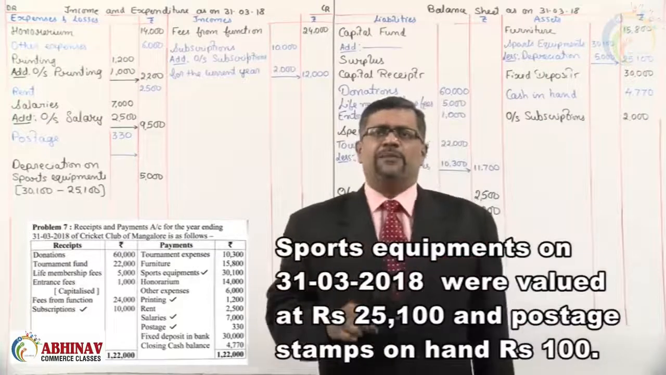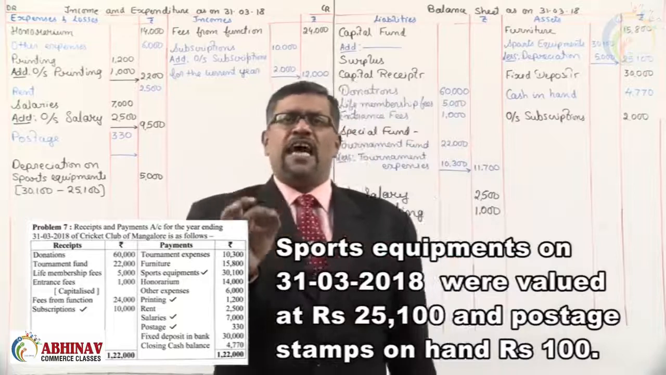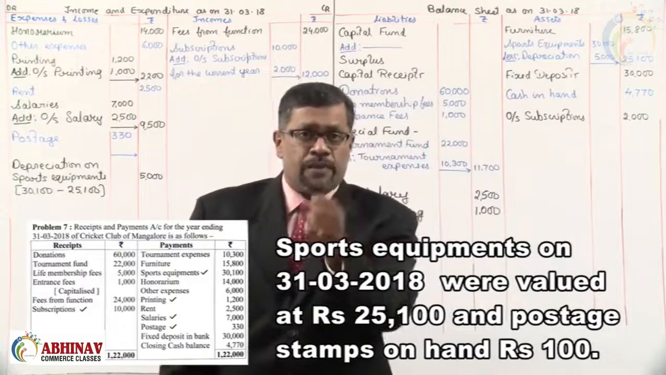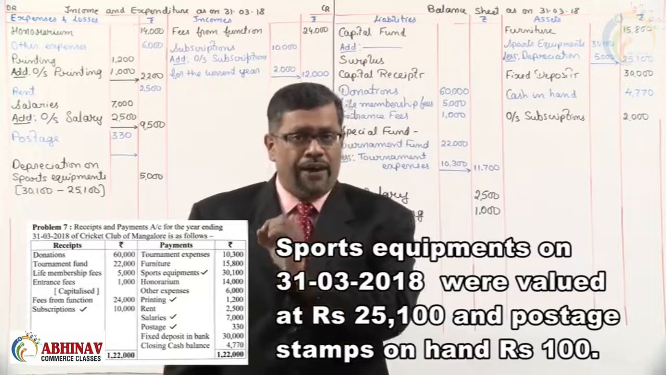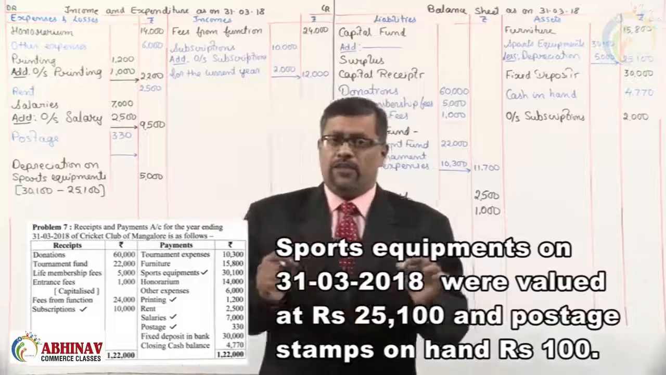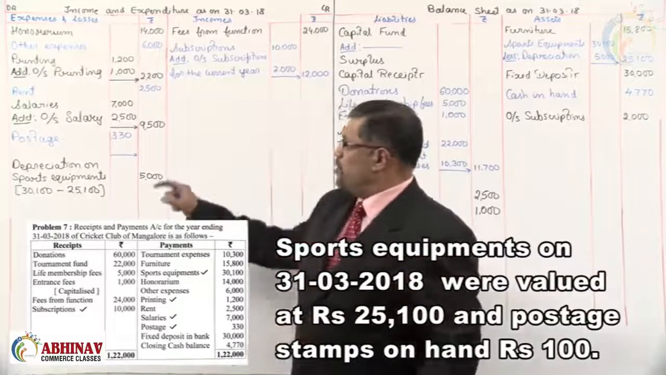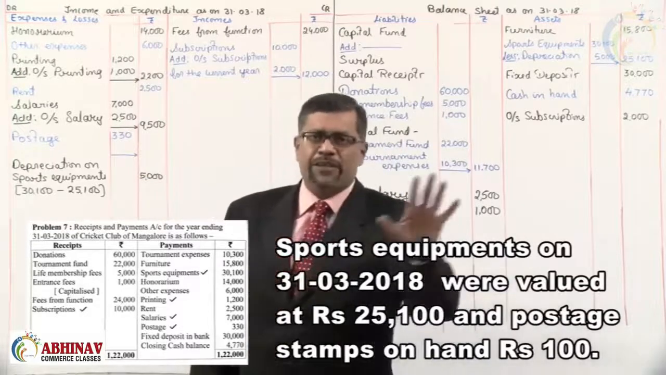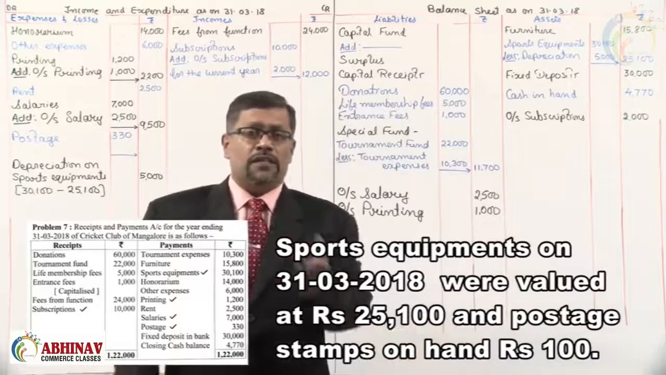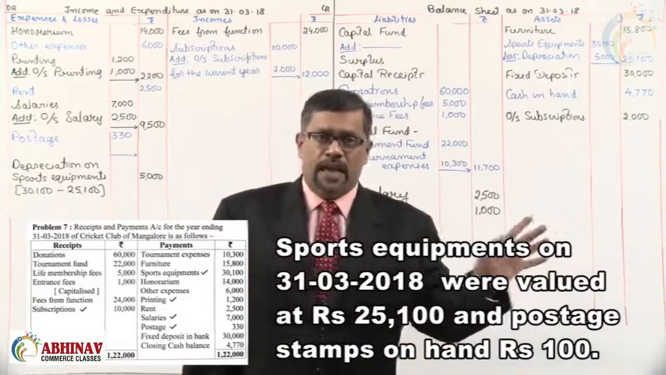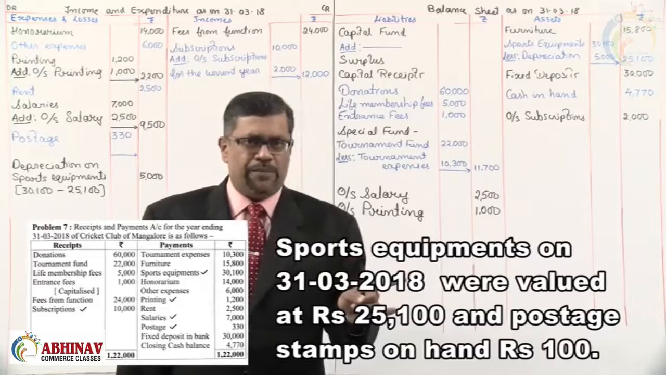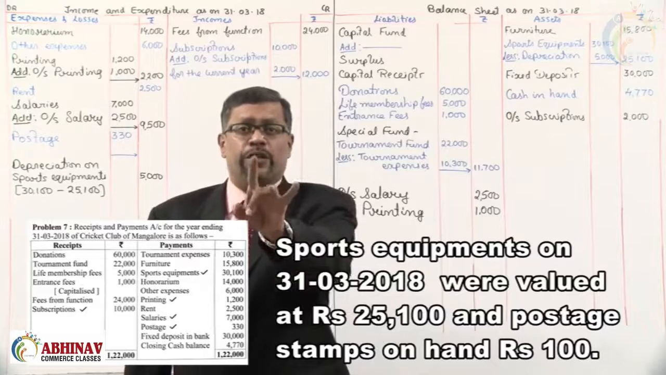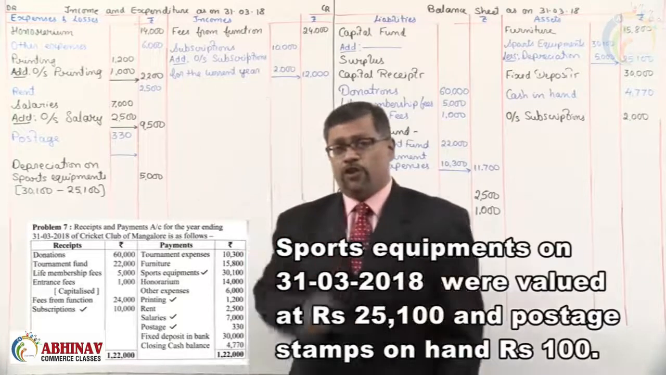The next adjustment says postage stamps on hand. On hand means the closing stock of stamps. This is the stamp on hand, 100 rupees as on 31st March 2018. How much postage stamps have we purchased? 330. Of that 330, 100 rupees stamps are remaining. That is a stock. Stock means what? It's an asset. Have you used the full 330 when 100 rupees stamps are remaining? No. Out of 330, 100 remaining. So stamps used are only 230.